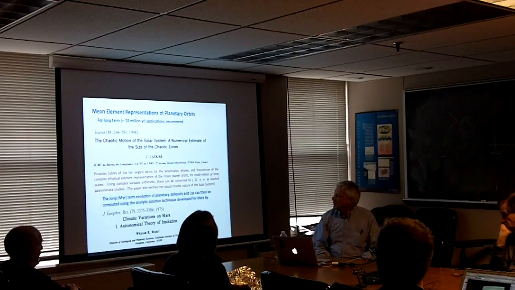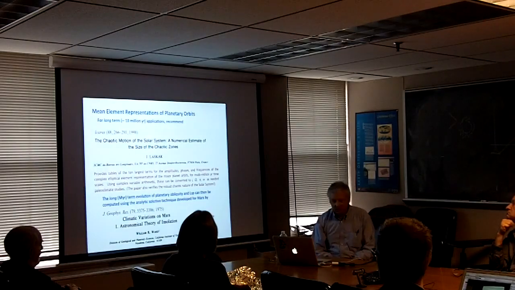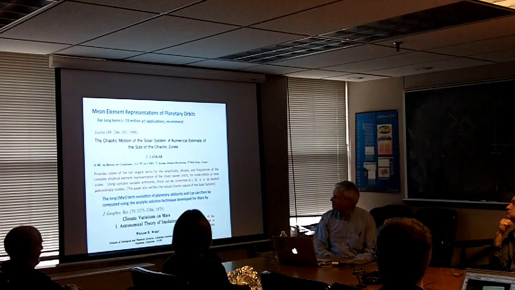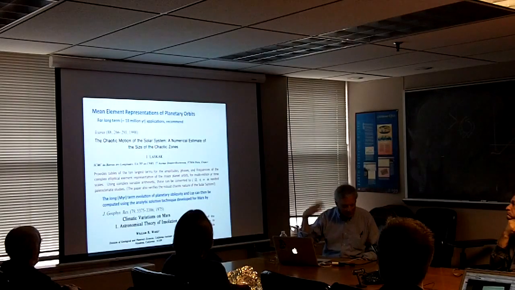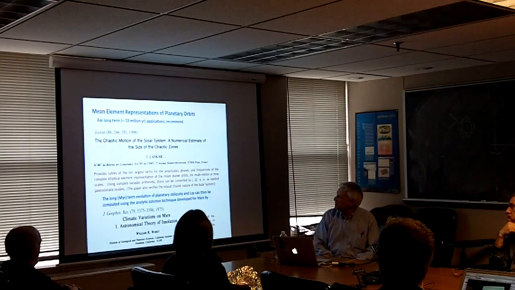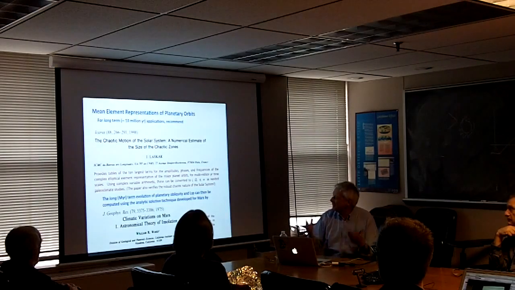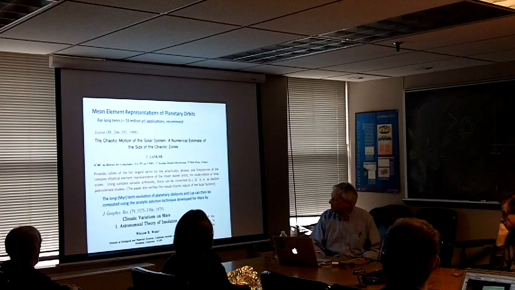In some of my work on Titan, I've actually tried to get into paleoclimate modeling of Titan, for which the long-term multi-millennial evolution of these elements needs to be known. And I have found that this paper by Laskar provides a ready representation of that in terms of what the experts call elliptical variables, but which can be transformed to the classical set by some elementary arithmetic in a computer.